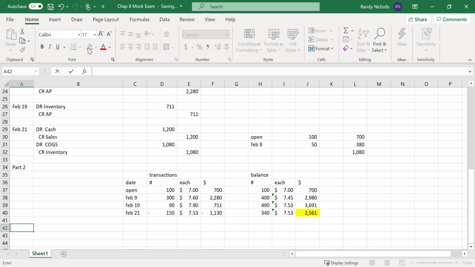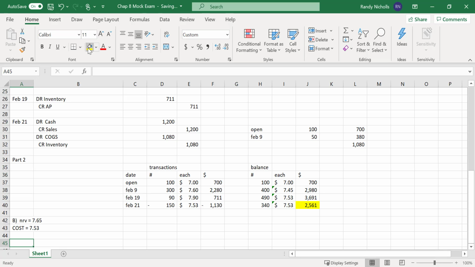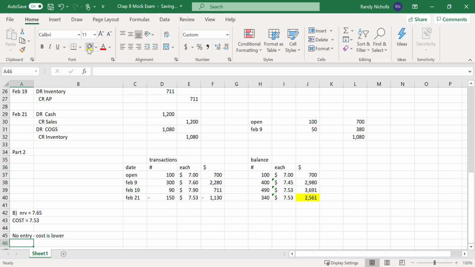So this is part B. NRV is equal to 7.65. Cost is equal to 7.53, using weighted average. What's lower? Because the rule is lower of cost and NRV. We've already recorded at cost. So I don't need to do an entry.